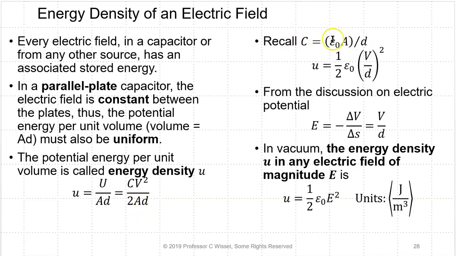We recall that C equals epsilon naught A divided by D, so little u is then 1/2 epsilon naught times the quantity V over D squared. From the discussion on electric potential, E equals minus delta V over delta S, or for a uniform field, V over D. In vacuum, the energy density U at any electric field of magnitude E is U equals 1/2 epsilon naught E squared. So there's 1/2 times something constant times a variable squared. The energy density units are joules per cubic meter. That is energy per volume.